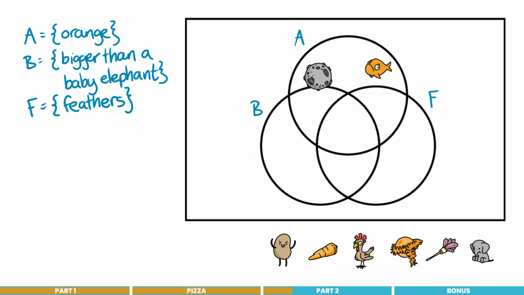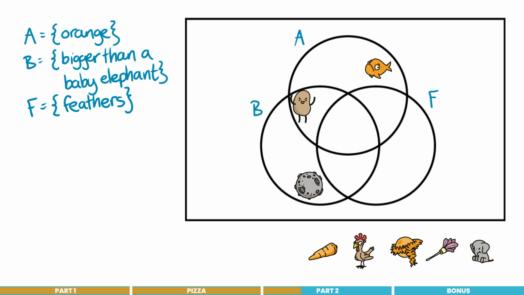Same with the moon. Is it orange? No, so we're not in this circle. We need to be somewhere else. Let's go on to the next one. Is it bigger than a baby elephant? Yes. So we are in this circle, but remembering that we're not in the orange circle. So in a crescent again. Has it got feathers? No. So we ignore the feathers bit, and we are in this section.